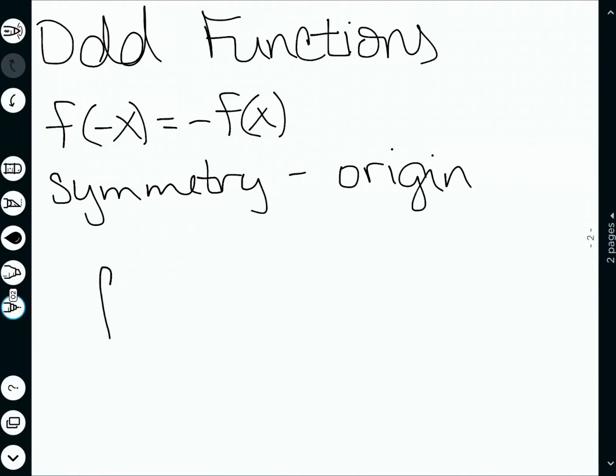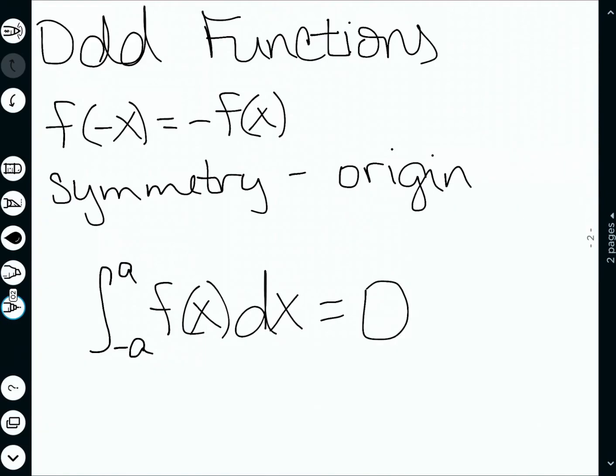And in general, if you have an odd function, the integral from negative a to a of f of x dx is just 0.